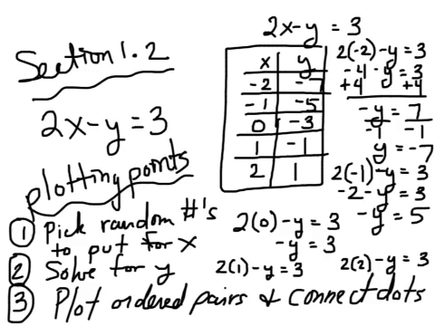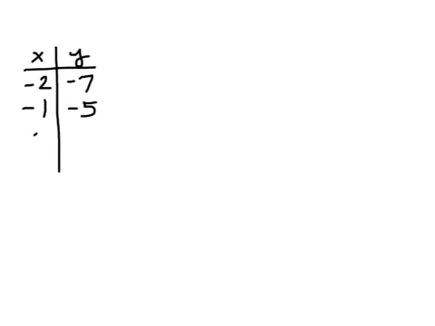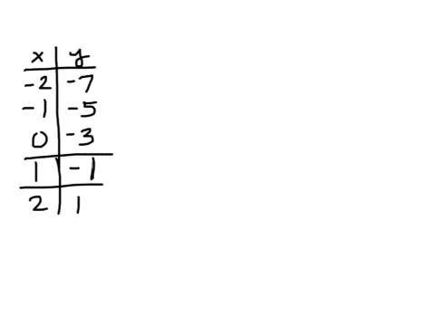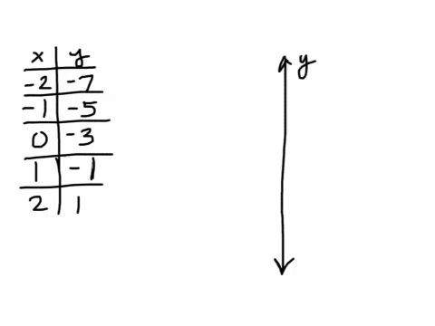Now unfortunately I need a new slide for this. But my x and y: we had negative 2 with negative 7, negative 1 with negative 5, 0 with negative 3, 1 with negative 1, oops, that looks like a 7, and 2 with, I believe, positive 1. Okay, so what I'm going to do now is connect those, or draw those dots in there.